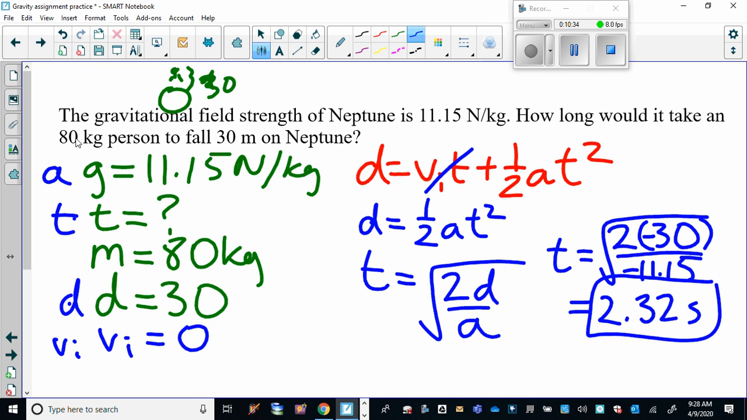Of course, it's going to take you about a couple hundred years to get to Neptune, so you really won't care how fast you're falling once you're at Neptune.